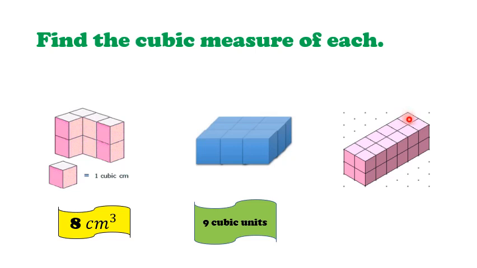1, 2, 3, 4, 5, 6, 7, 8, 9, 10, 11, 12. If I double 12, the answer will be 24 cubic units. If I double the number, that means I multiply this number by 2. So the answer will be 24 cubic units.